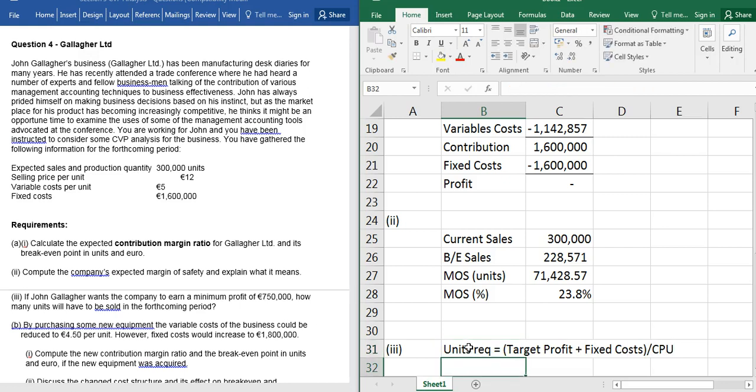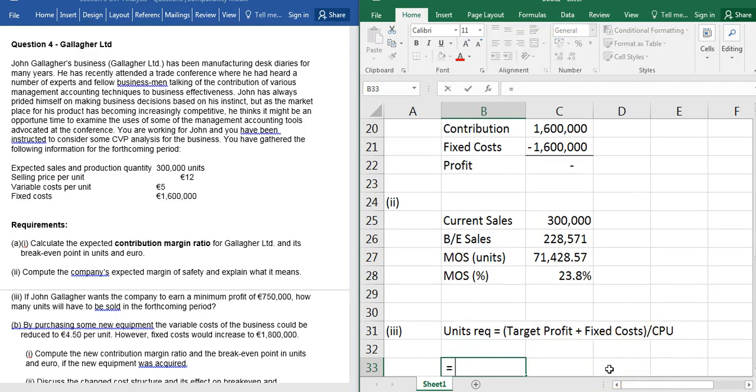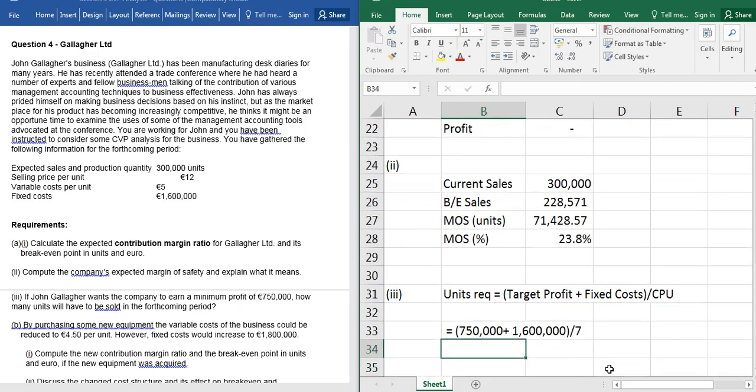Now think about it, that should be relatively intuitive. When we're looking for break even, we're just looking to cover fixed costs. So we don't put in the target profit and we say it's 1.6 over 7. Whereas now not only do we want to cover the 1.6, we also want to make 750 of extra profit. So we need to add that on as an extra requirement. So that is what it's going to look like now. You need to cover the 1.6, but you also need to cover the target profit of 750.